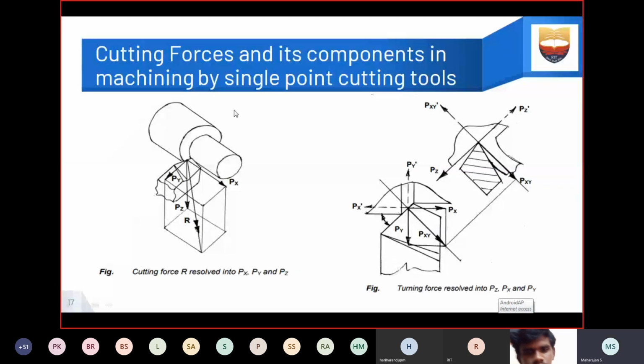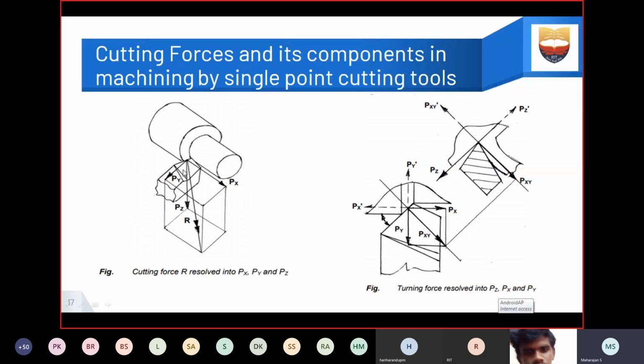The next topic is about cutting forces. This is a very important thing in machining operation, because of how the forces are acting. This is the tool material, going into the workpiece material. The cutting force acts in this direction. The workpiece is rotating in the anti-clockwise direction, and the tool will be here. So it actually acts on the tool edge, which is getting the forces.